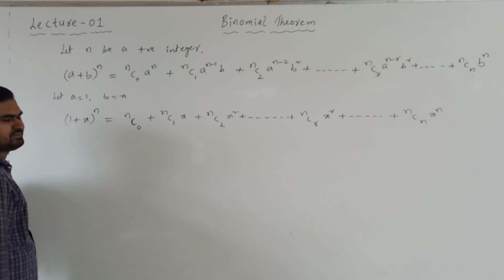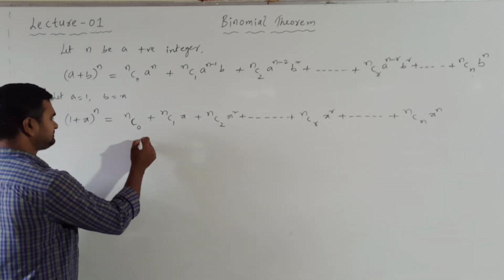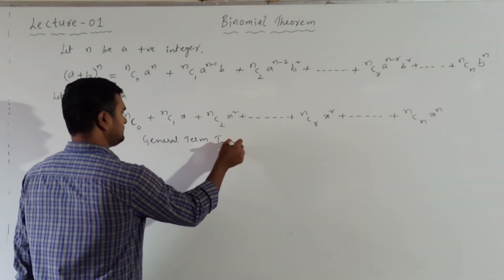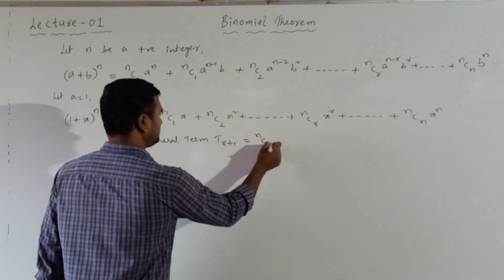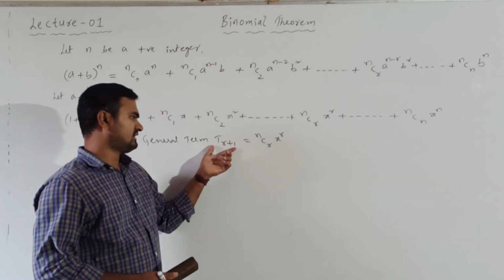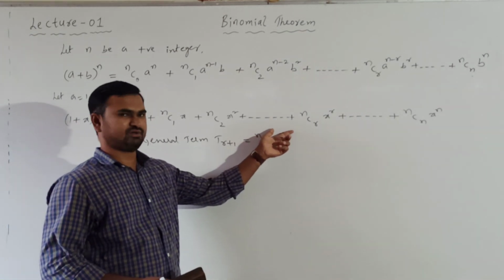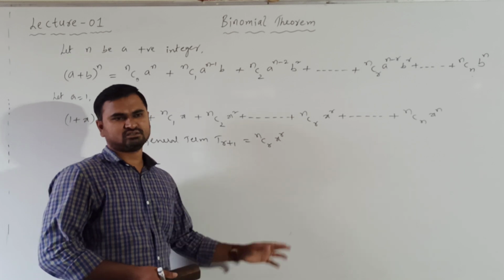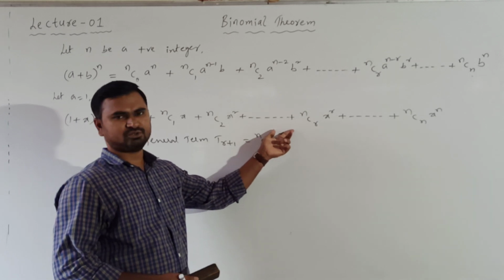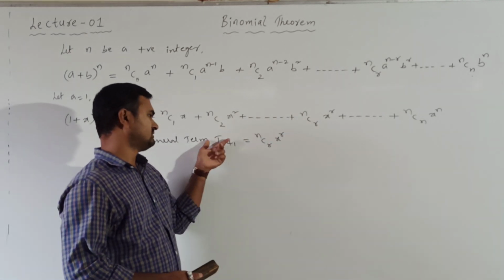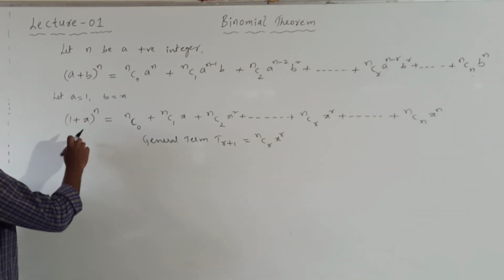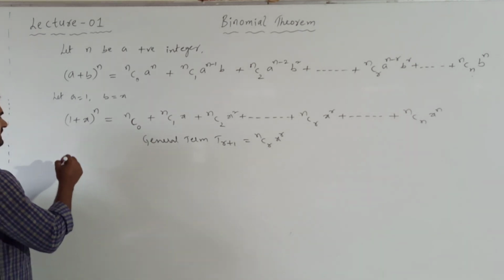Now in this expanded form, what is the general term derived? The general term is T(r plus 1) equals nCr into x power r. So if we want to find the coefficient of x power 10 in some expansion, we take r as 10, so T(10 plus 1), the 11th term, will be required. Next, if I replace x with minus x, see what we get.